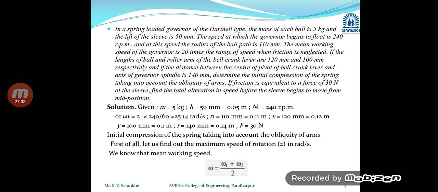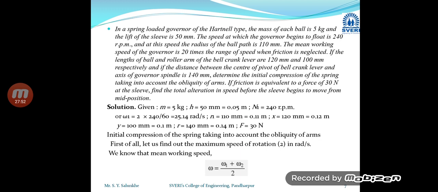This problem is of the Hartnell governor. In previous videos we have seen how to derive the formulae and how to get the relationship between various variables for the Hartnell governor, and those formulas we are going to use to solve this problem. Now what the problem is: in a spring loaded governor of Hartnell type, the mass of each ball is 5 kg and the lift of the sleeve is 50 millimeter. That is the total lift. In the case of the Hartnell governor, we know that total lift is equal to H1 plus H2.